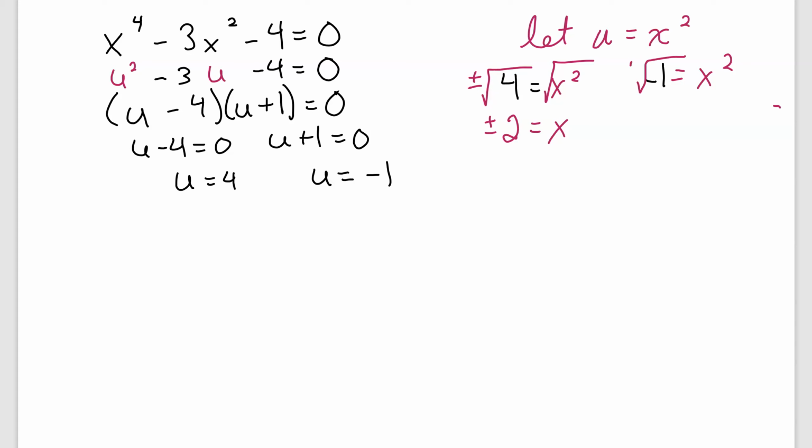And then I'm going to do the same thing over here. And so I get square root of negative 1, which becomes positive negative i is equal to x. So my solutions for this one are positive negative 2 and positive negative i. I have a total of 4 solutions because I have it raised to the 4th power.